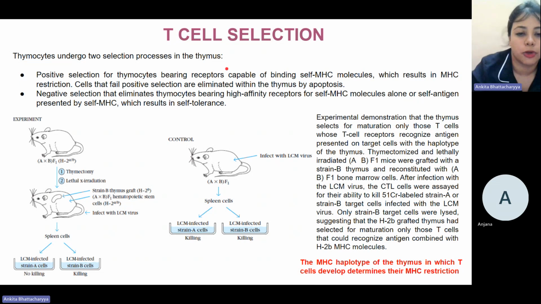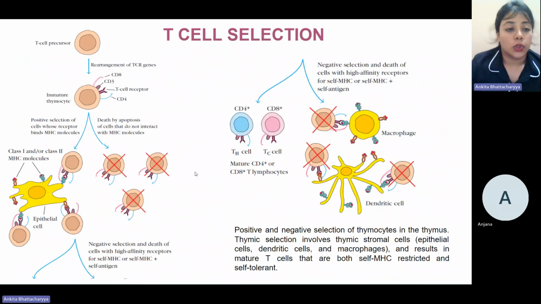Now we'll go over this process in a little bit more detail. Coming to the flow chart or the pipeline that we have been observing till now, you start off with the T cell precursor, which undergoes rearrangement of the TCR genes and leads to an intermediate state called an immature thymocyte.